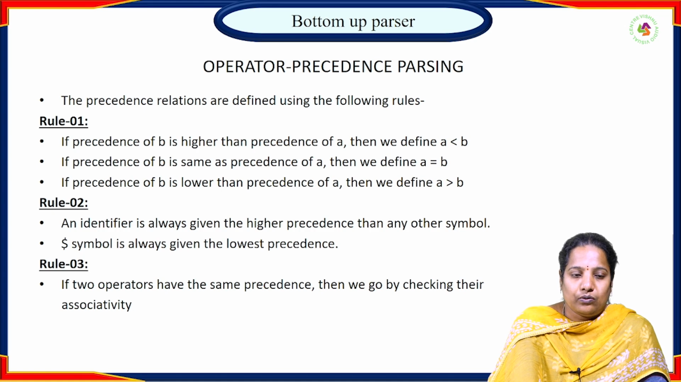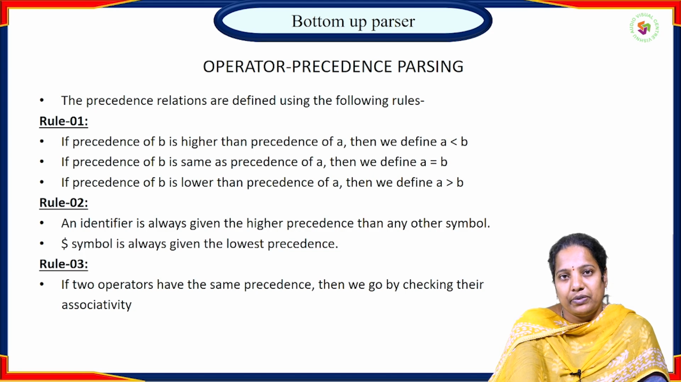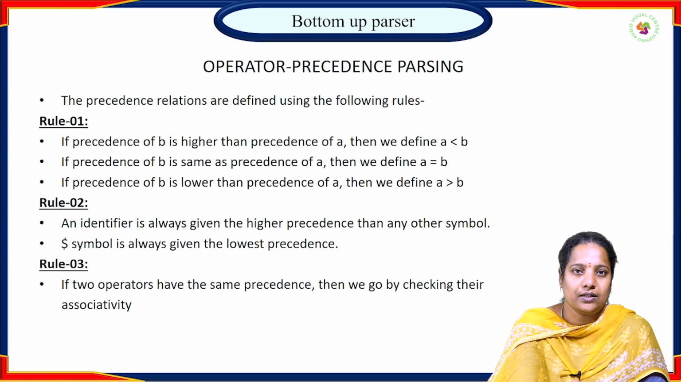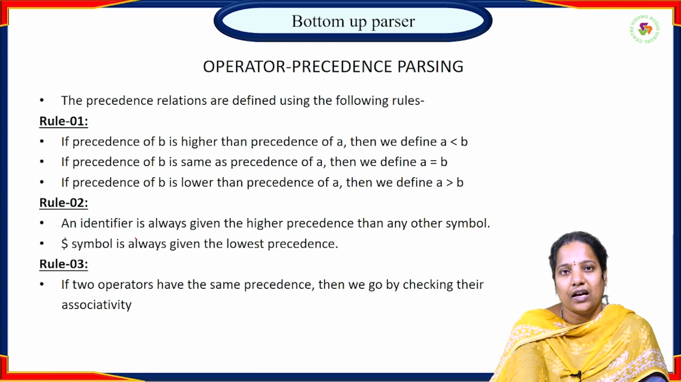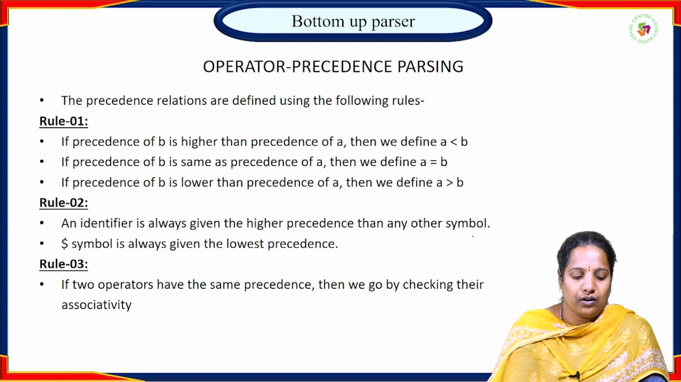Then the second rule is that an identifier is given a higher precedence compared to any other operator, because when we want to evaluate an expression, we may have some operands as well as operators. To evaluate the operators, first we need to know what the operands are. Here the operand is called an identifier. First we need to know the information about the operands. That's why an identifier has higher precedence than any other operator symbol by default.